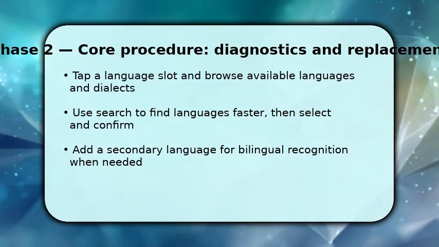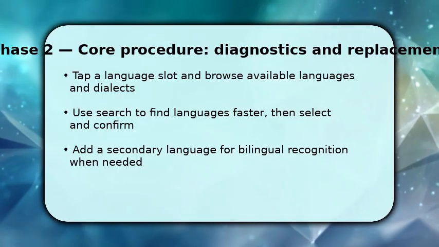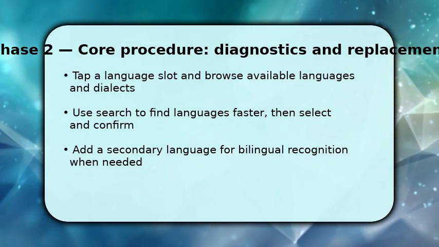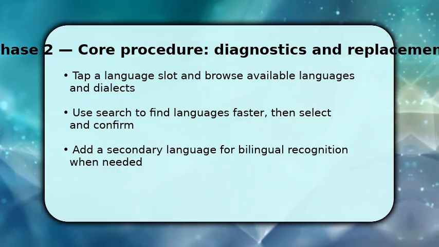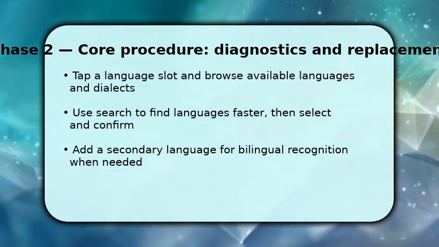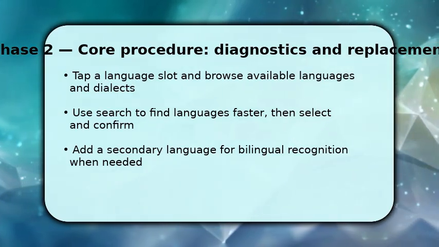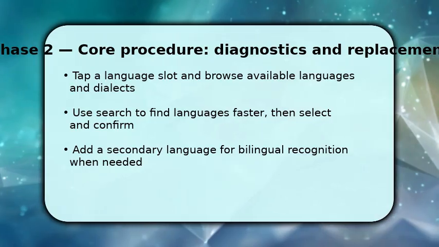Now you pick the exact language and dialect you want. Tap the primary or secondary language slot, then scroll or search to find the language. Pick the dialect if prompted, because pronunciation and regional phrasing differ. Once selected, Assistant will display the new language.